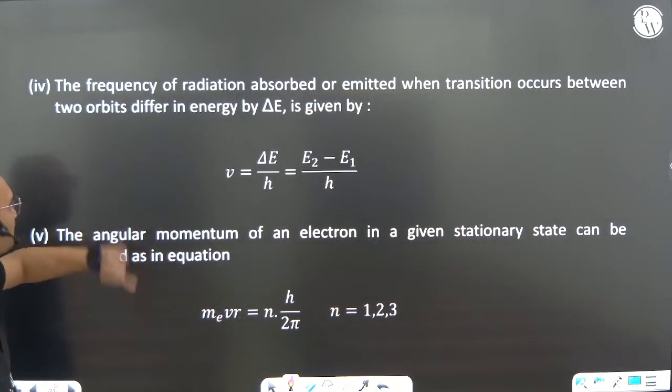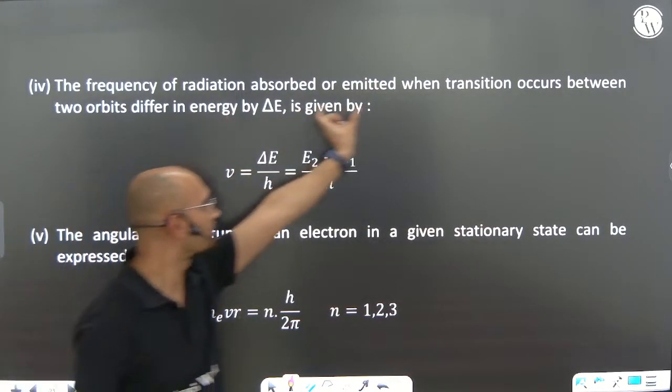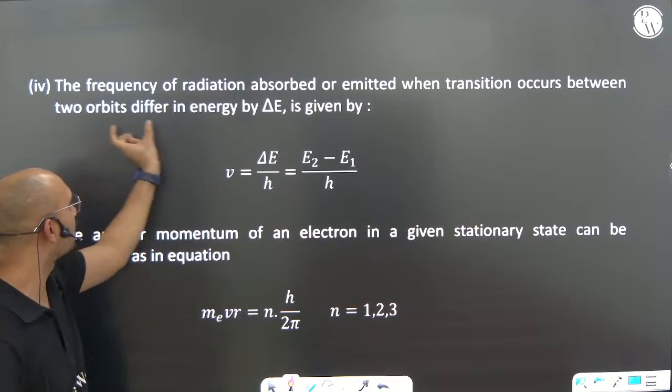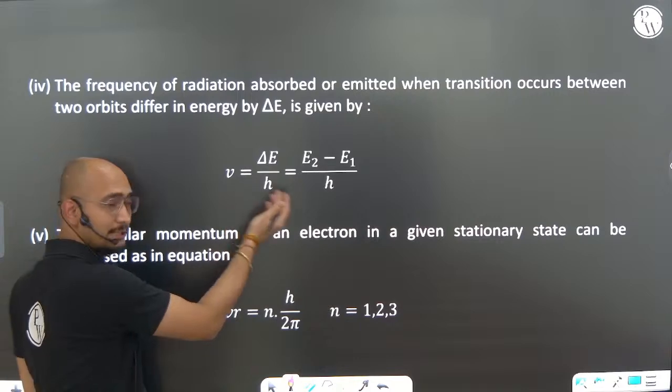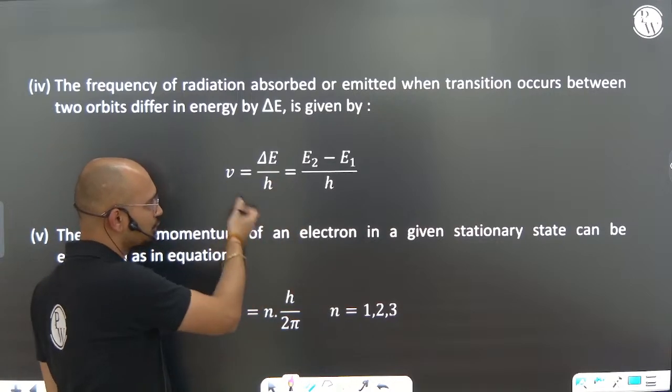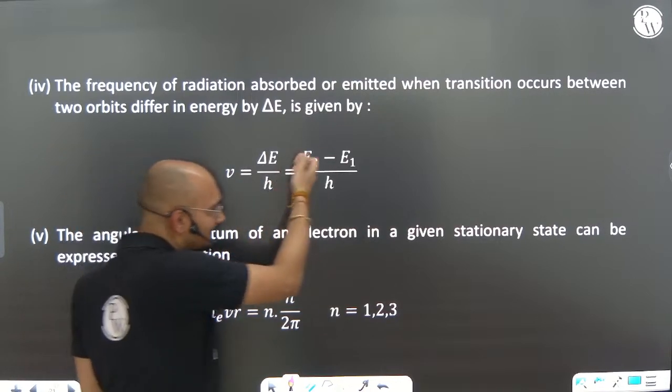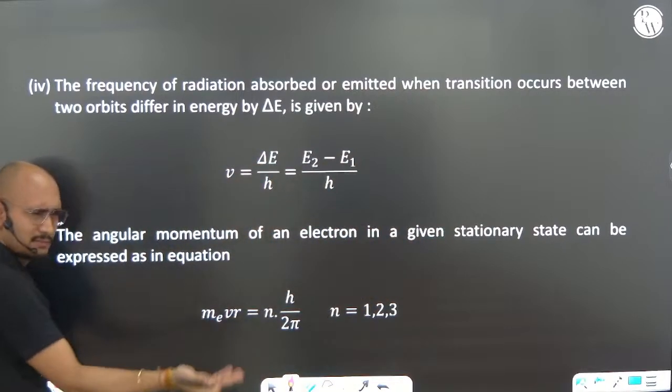So please keep in mind, the frequency of the radiation absorbed or emitted when a transition occurs between two orbits that differ in energy by delta E. Everyone knows that delta E equals h nu. So nu will be delta E by h. What is delta E? E2 minus E1. That is something I hope you can do.